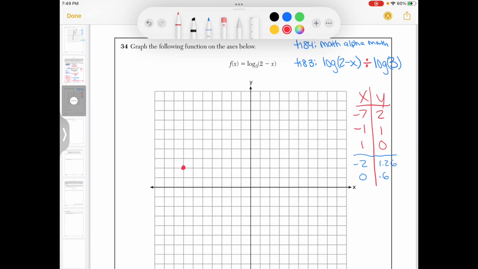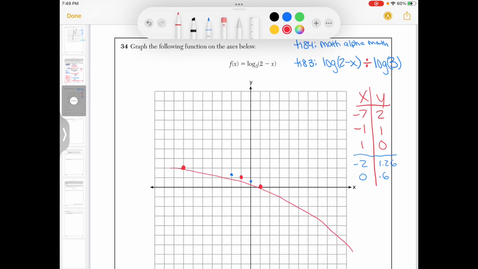1, 2, 3, 4, 5, 6, 7 to the left and up 2 is going to be here. (-1, 1) is here, and then (1, 0) is right here. And I'll plot those other couple points. So -2 was at 1.26, so about right there. Oops, no. About right there. There we go. And 0.6 is about right here. So it just kind of helps you form that arch.